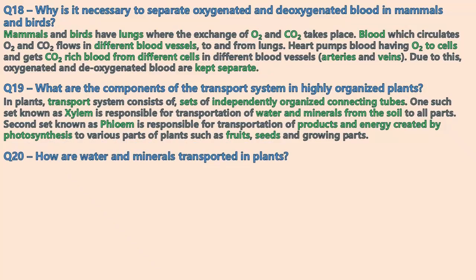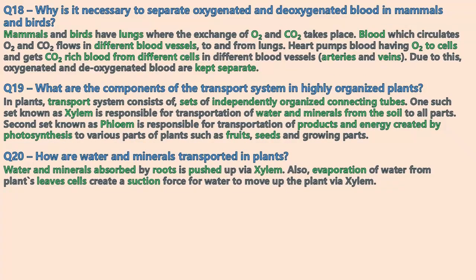How are water and minerals transported in plants? Water and minerals are absorbed by roots and pushed up via xylem. Also, evaporation of water from the plant's leaf cells creates a suction force for water to move up the plant via xylem. So when the water evaporates from the leaves, there is less water there. The concentration is less, and the concentration of water near the roots and the stem is more. So the water naturally flows from the root and the stem to the leaves. This is called the suction action.